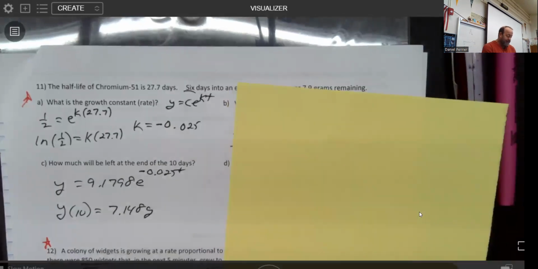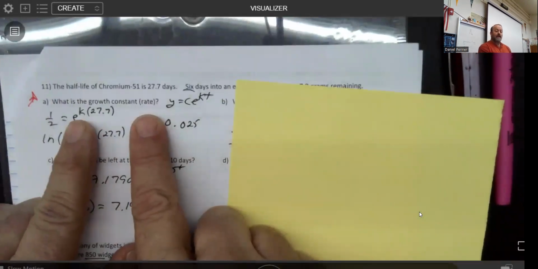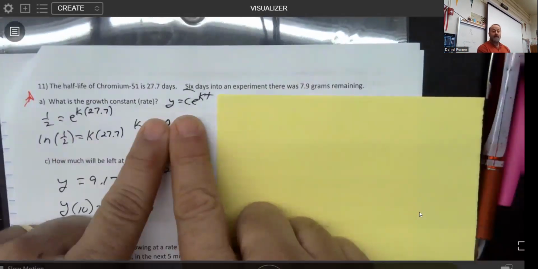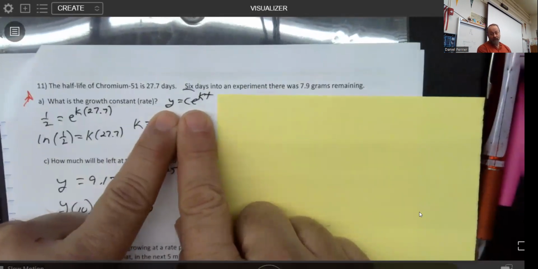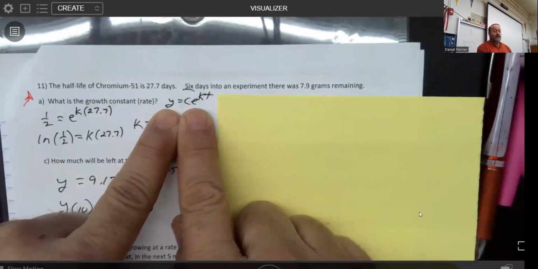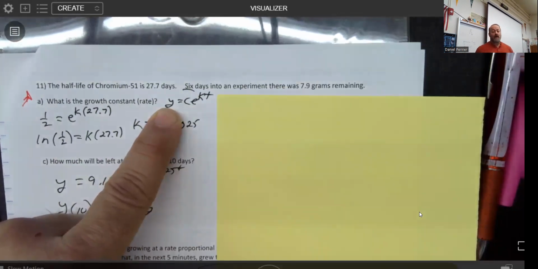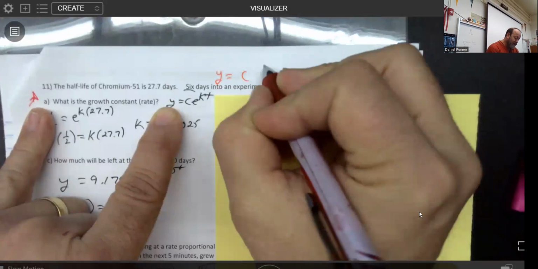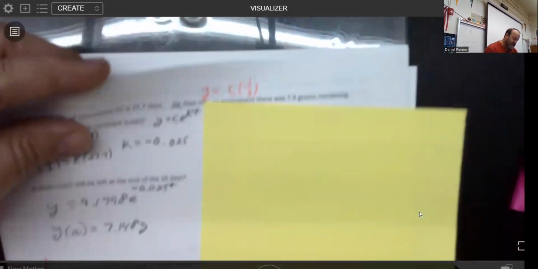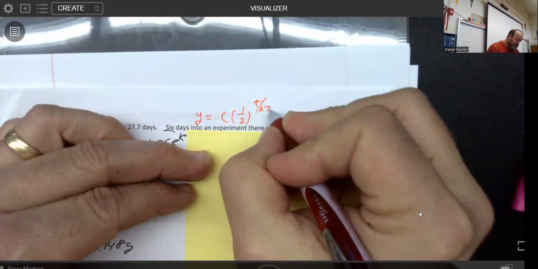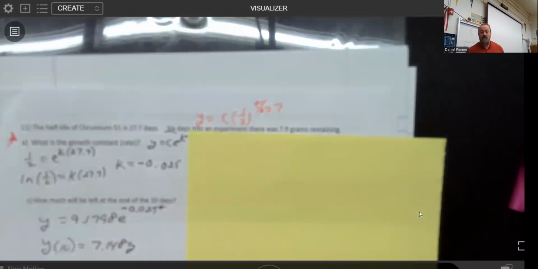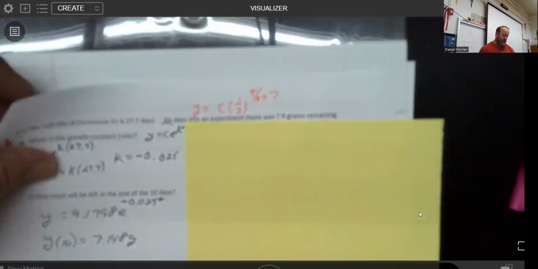So here's what happened. I want to know the growth constant. In this problem, we know that if it is some kind of an exponential growth or decay problem, we start here with y equals Ce^(kt). That's the place we should always start in calc, and I know that we could do it the chemistry way and say y equals C times 1/2 raised to the t over 27.7. But the reality is this problem asks for that growth constant, and that's specifically tied to this version of the equation. So that's why I wanted to do that.